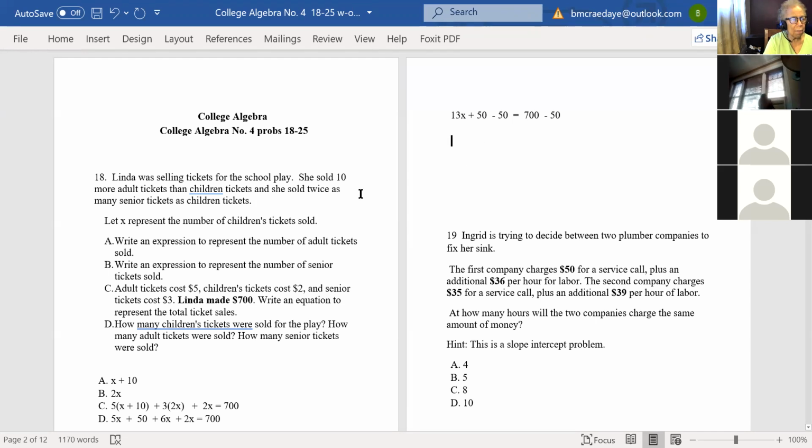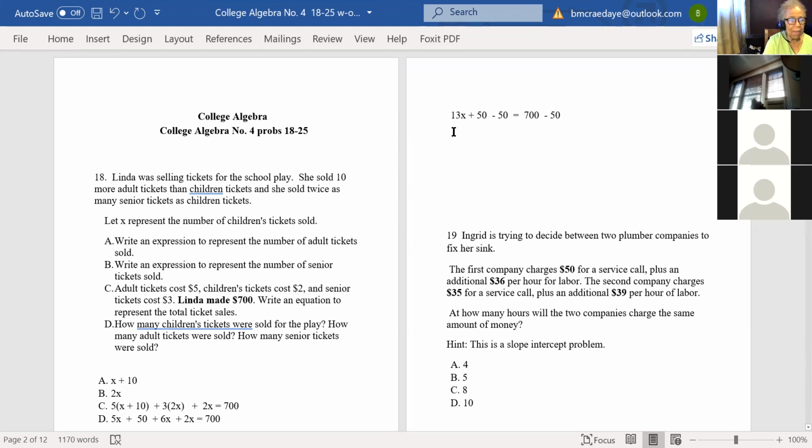It's like page 1, page 2. Oh, I'm seeing this. I'm seeing 13x plus 50 minus 50 equals 700 minus 50. Yes, so you see 13x. You see where I'm moving my cursor here, right? Yes. 13x plus 50 minus 50 equals 700 minus 50.